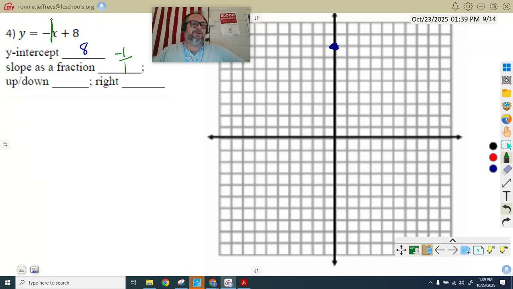Because remember, anytime you see an x or y or a or b, any letter, it's understood to have a 1 in front of it. If it was a 0, then this would just be written as y equals 8, because 0 times x is 0. See, now it makes more sense.